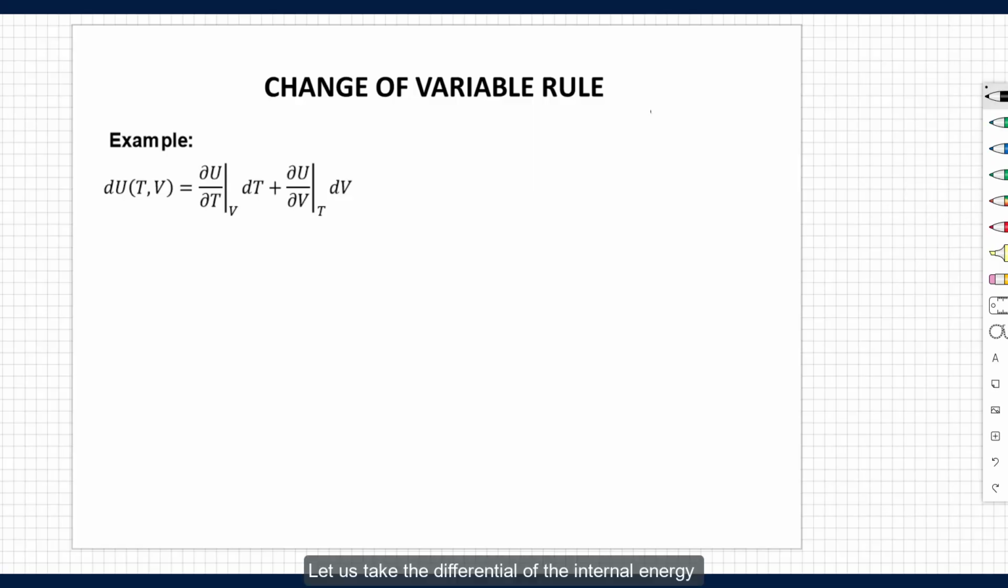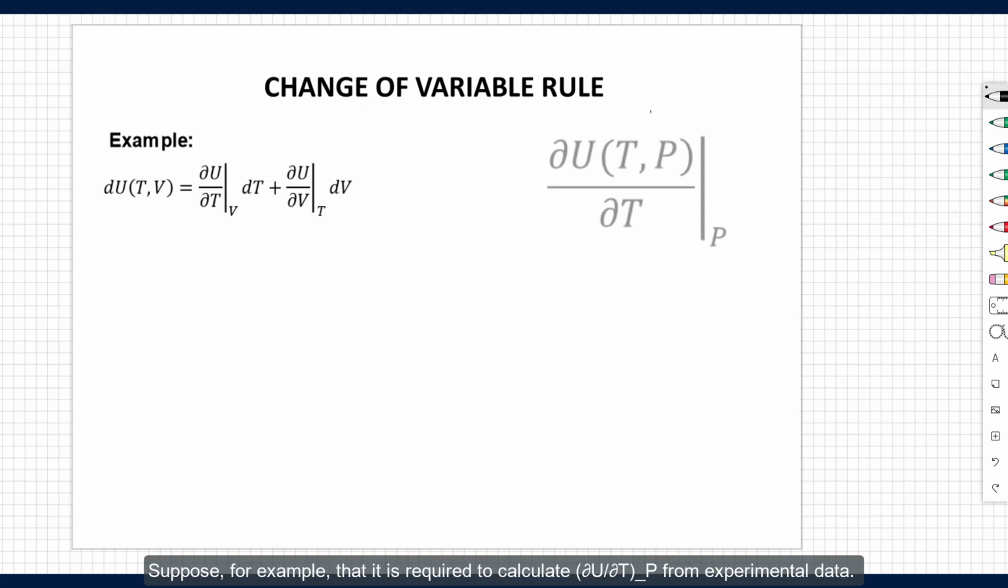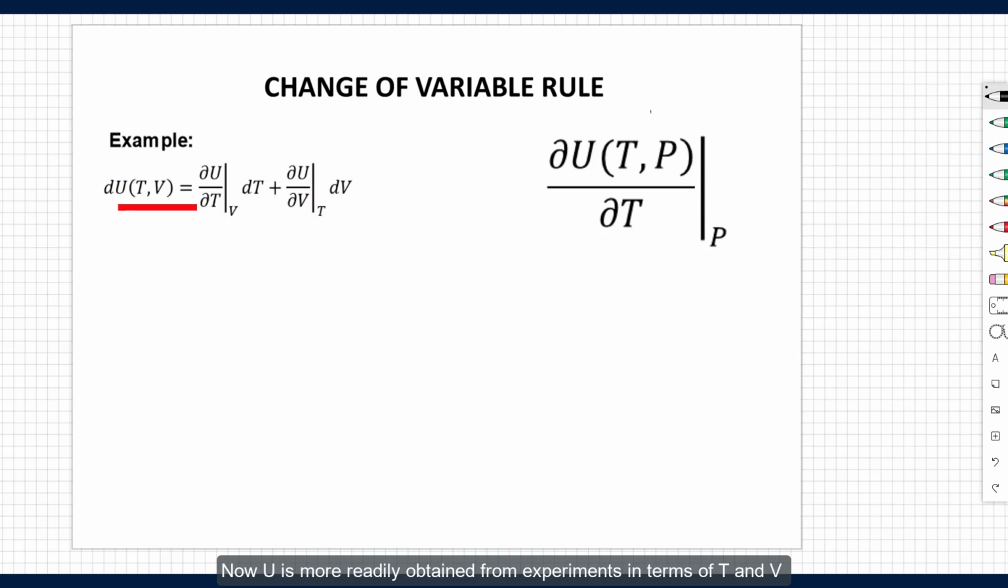Let us take the differential of the internal energy as an example to illustrate how the change of variable rule works. Suppose, for example, that it is required to calculate the partial differential of the internal energy at constant pressure from experimental data. Now, the internal energy is more readily obtained from experiments in terms of temperature and volume rather than in terms of temperature and pressure.